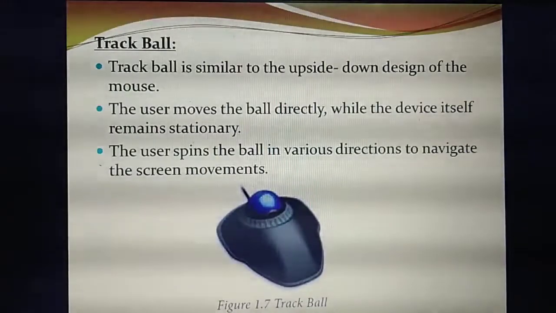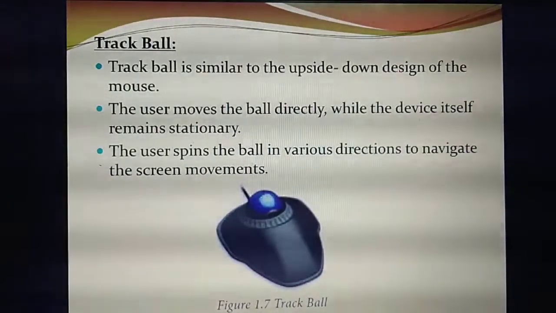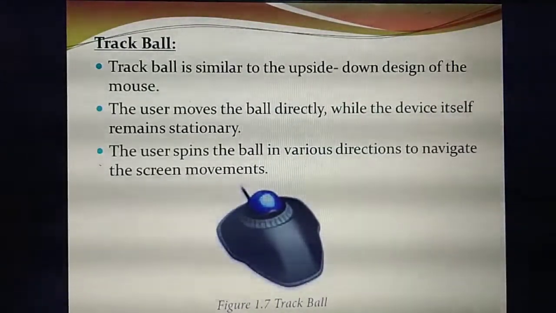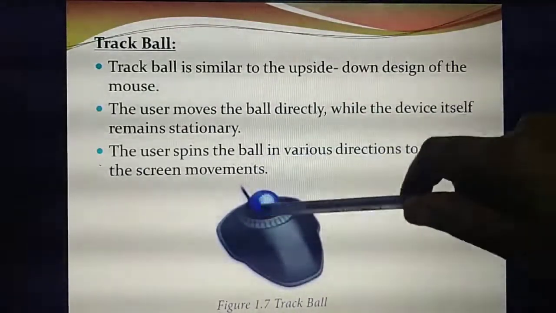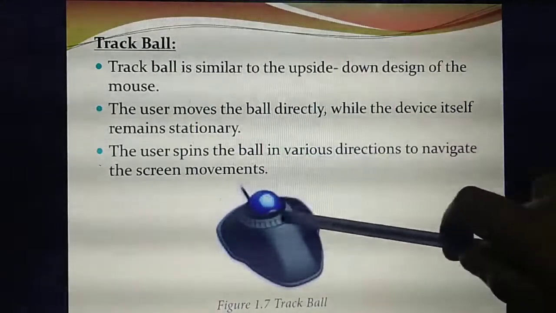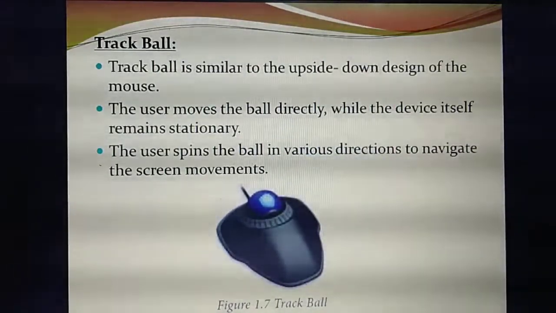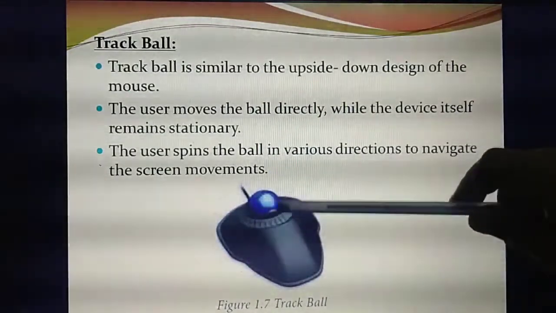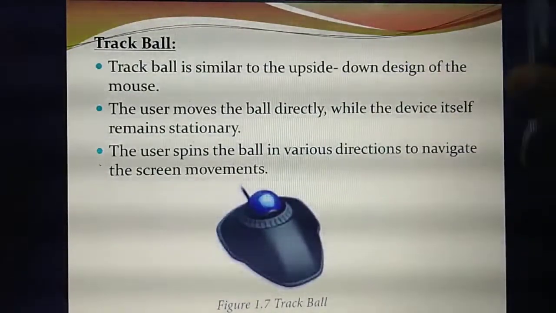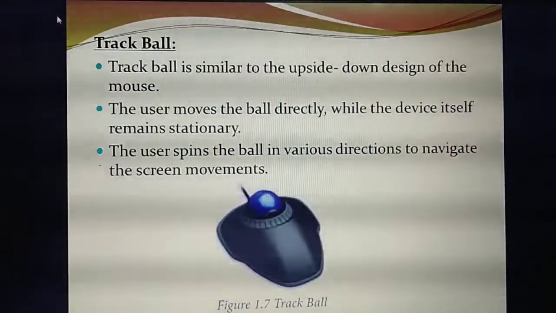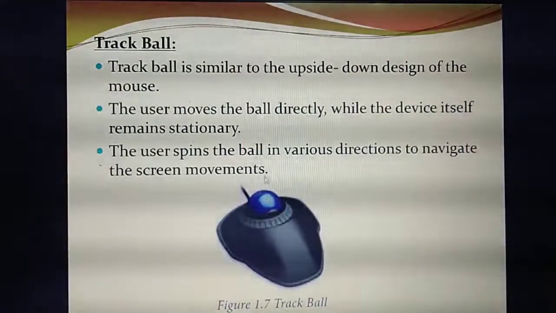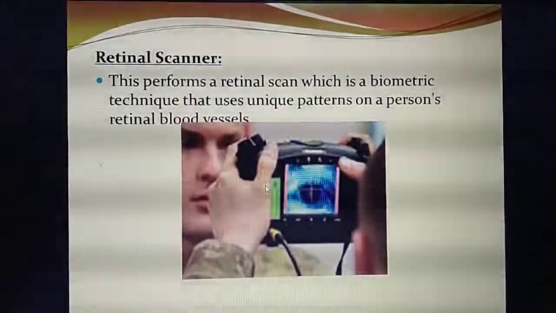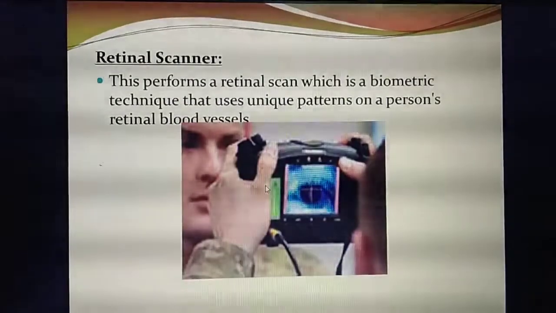With a mouse, the whole device can be moved from here to there, but in a trackball the device is kept stationary in one place and only this part, the ball, is moved. This is the trackball; this ball alone we are moving. Based on that spin movement, the pointer will move on the screen from here to there. Understand now? Yes.